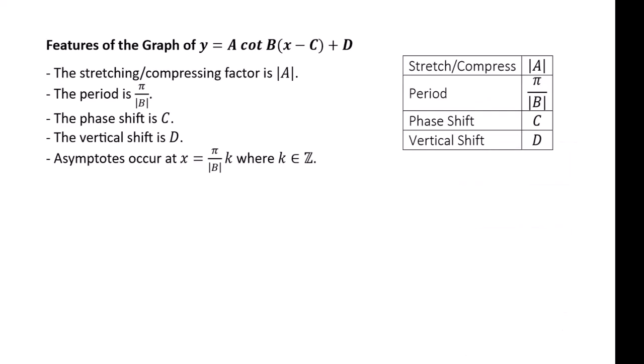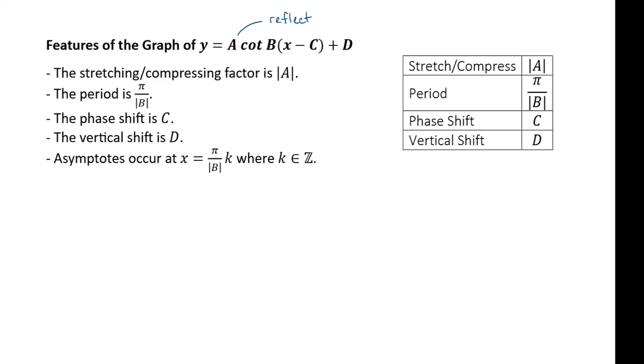Now, just like the other graphs that we've had so far, we can have transformations of the cotangent graph, and this is the general form. Our stretching compressing factor is the absolute value of a, and remember, if a is negative, then it can also make the graph reflect over that horizontal axis.